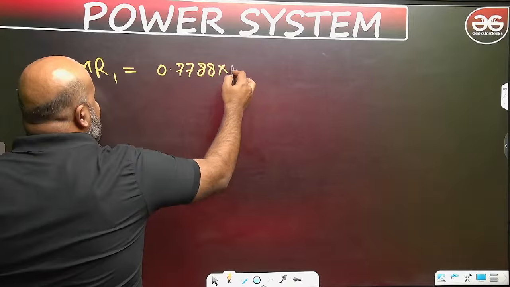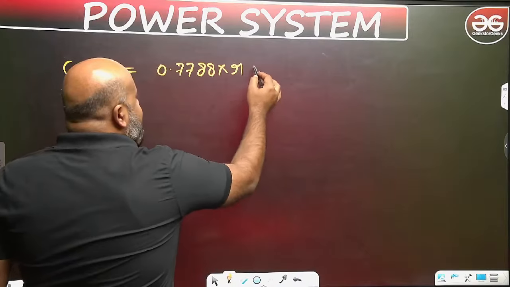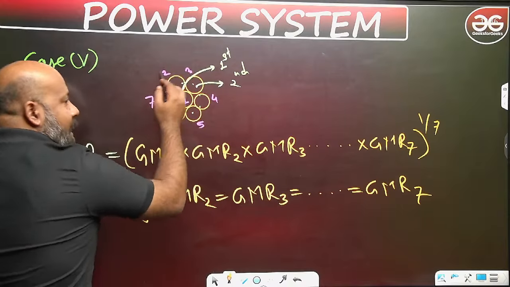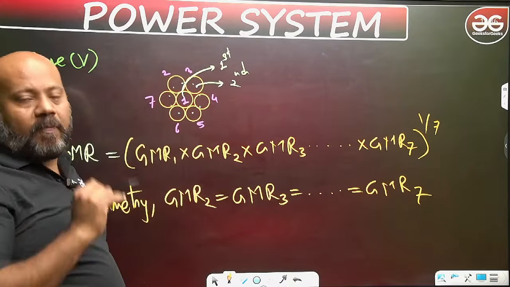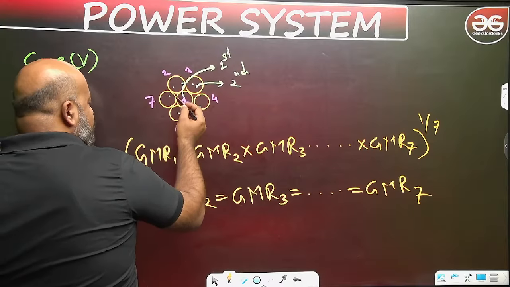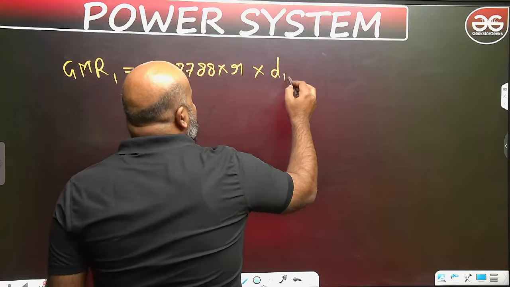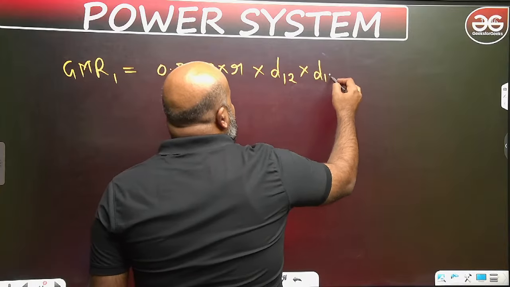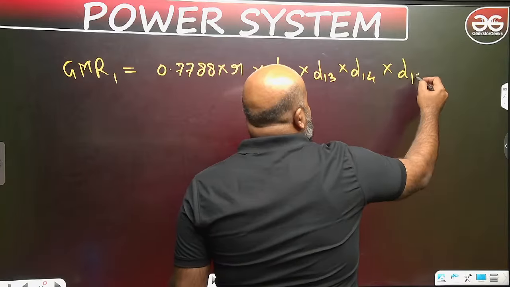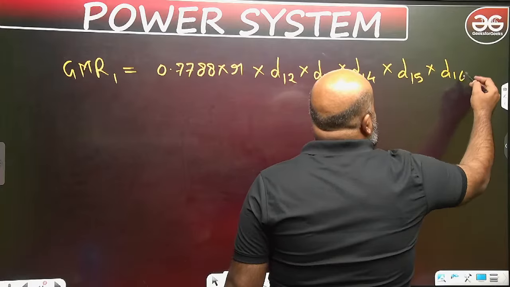0.7788 multiplied by the radius of strand number 1, that is R, and the distance between strand number 1 and all other strands within the same phase, within the same group. So it is going to be the distance between 1 and 2, 1 and 3, 1 and 4, 1 and 5, 1 and 6, and 1 and 7. So I am writing D12, D13, D14, D15, D16, and D17.